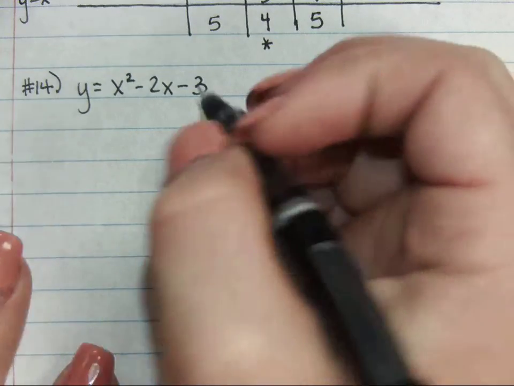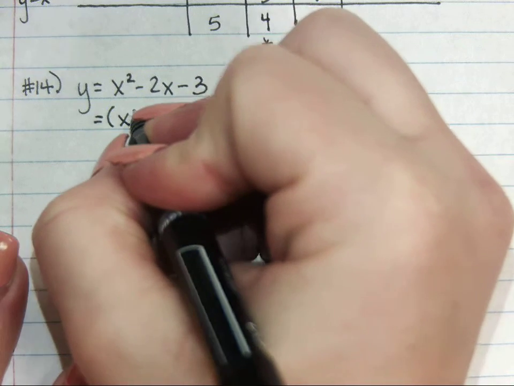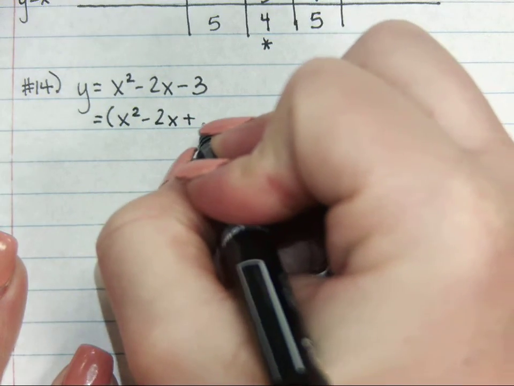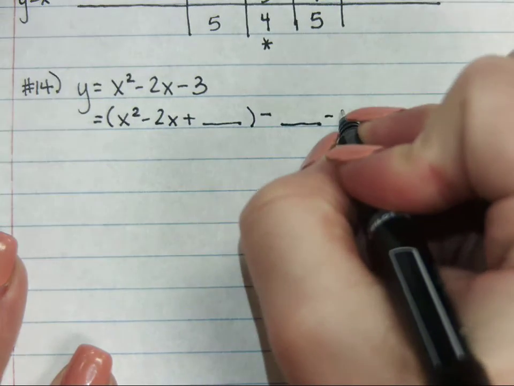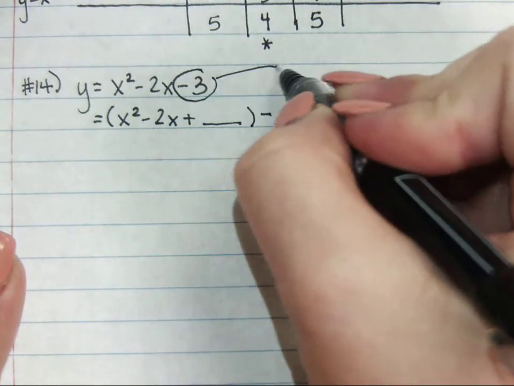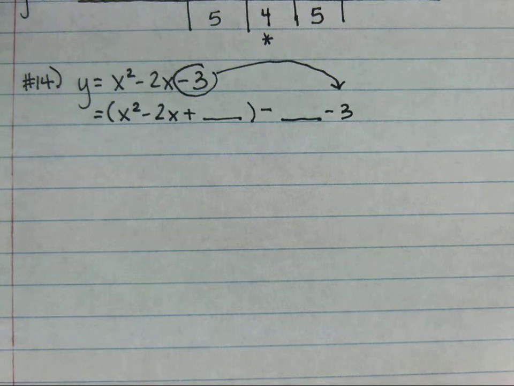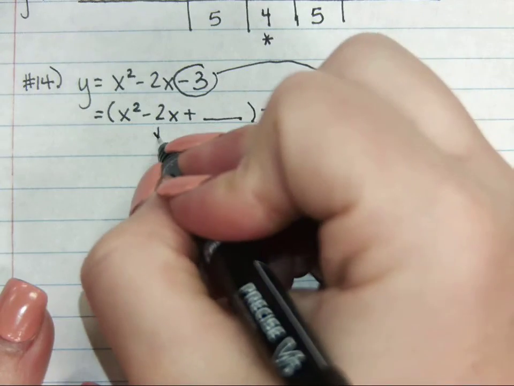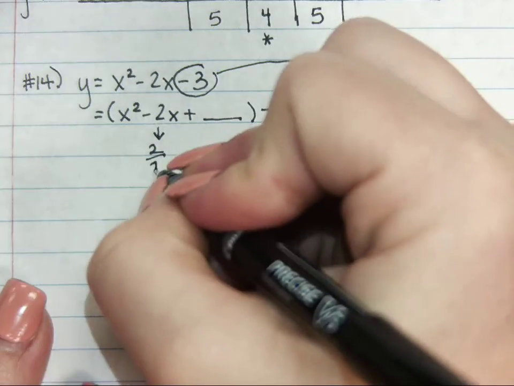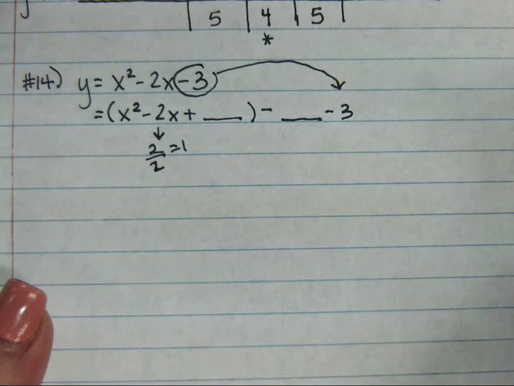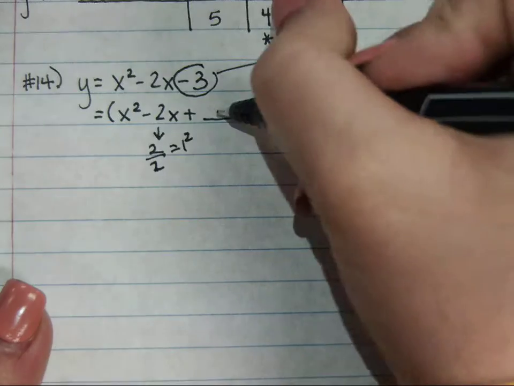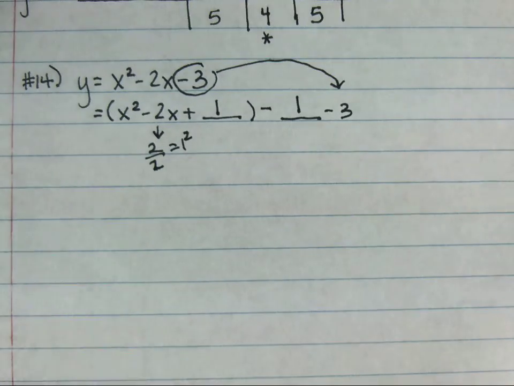All right, so just like the other one that I showed, you're going to hold on to the x squared and the minus 2x. You're going to push your minus 3 off and hold on to it. All right, so if I take half of this term right here, I get 1. So when I square that, I still get 1. So I'm going to add 1, which means I'm also going to subtract 1. Right, that's the completing the square part.